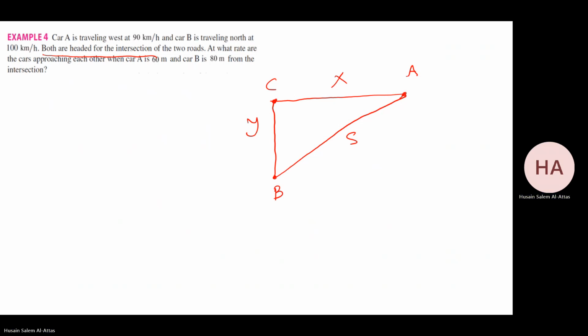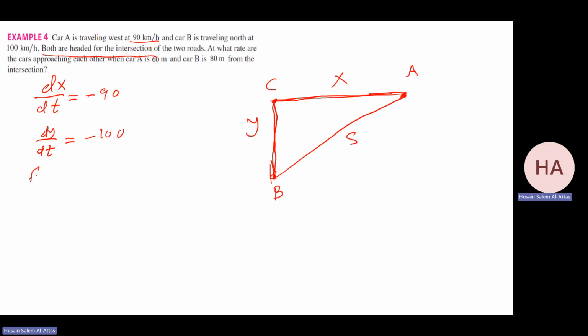Be careful here. He said car A is traveling west at 90. But if you notice, since it is heading to the intersection, the distance is decreasing. So the rate of change will be negative. And dy by dt, the same thing. The car is going north, but the distance is decreasing. So dy by dt equals minus 100. Okay, what they want is to find ds by dt when x equals 60 and y equals 80.